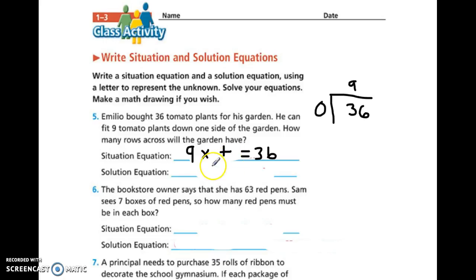All right. So when we try to rewrite our situation equations into solution equations, remember we're going to do the opposite operation because we want to get t by itself or the variable by itself. So I'm going to say t equals 36, because we know there's 36 total tomato plants, and I'm going to do the opposite operation. Instead of timesing by 9, I'm going to divide by 9. And then I would be able to solve this equation to actually figure out the number of rows that were in the garden. Great work! Today we introduced situation and solution equations.